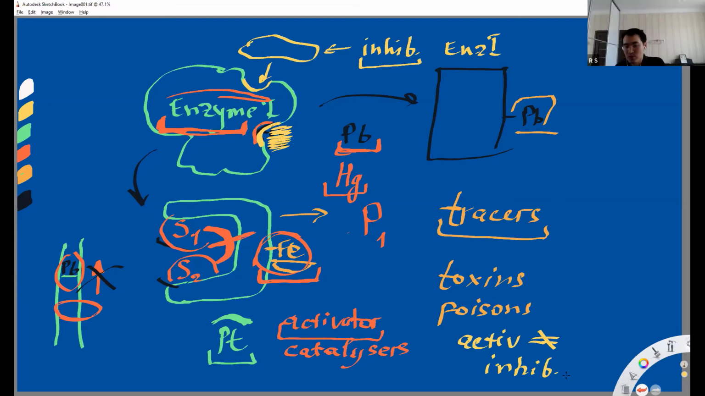You're welcome. Inhibitors are not always bad. They also play key roles. But if you take toxins or poisons, they are always bad. Whenever you apply them, you will have a diseased organism, so you will reduce the health.